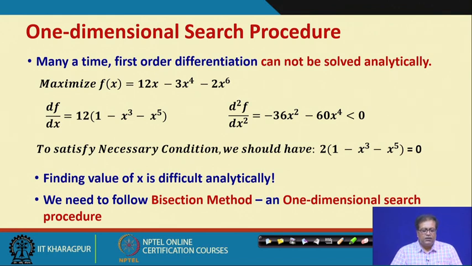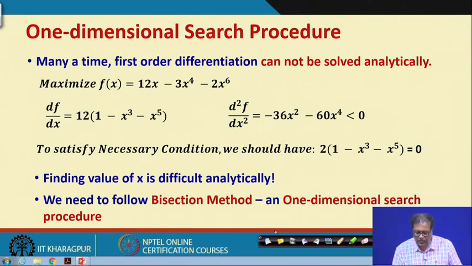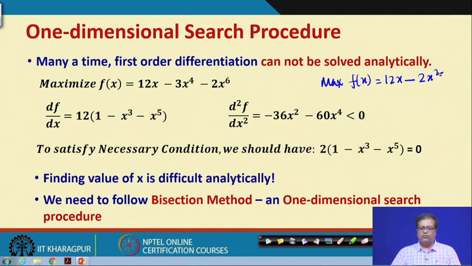Let us take a very simple problem. Suppose I have only this problem to solve: maximize f(x) equal to 12x minus 2x square. Only this much, nothing else.